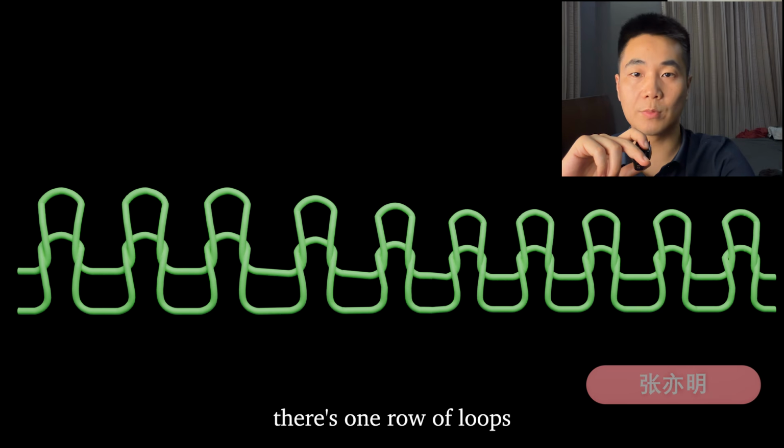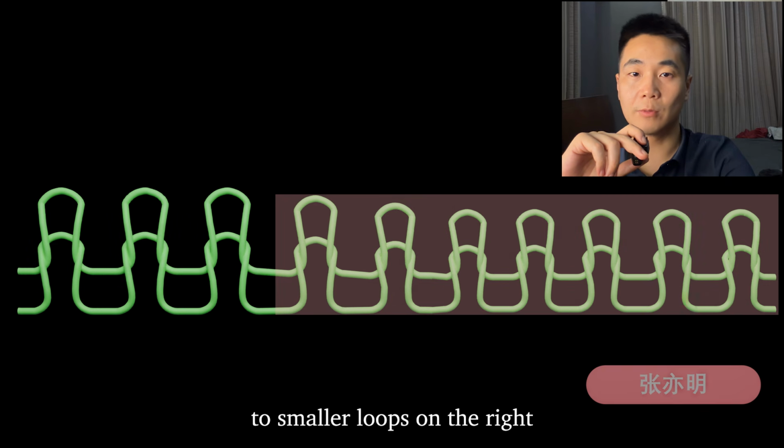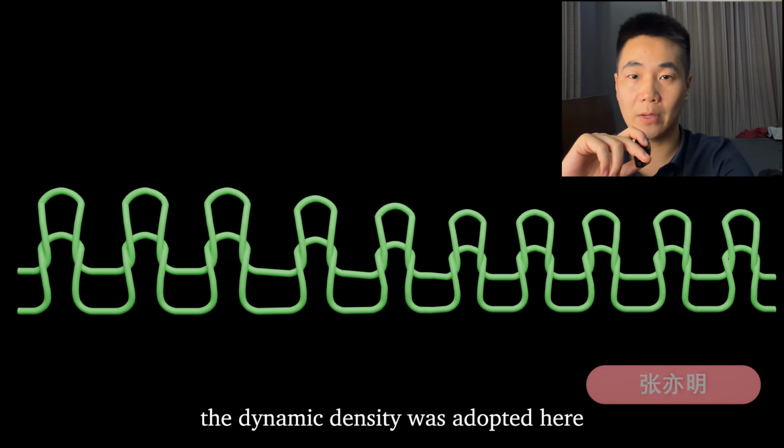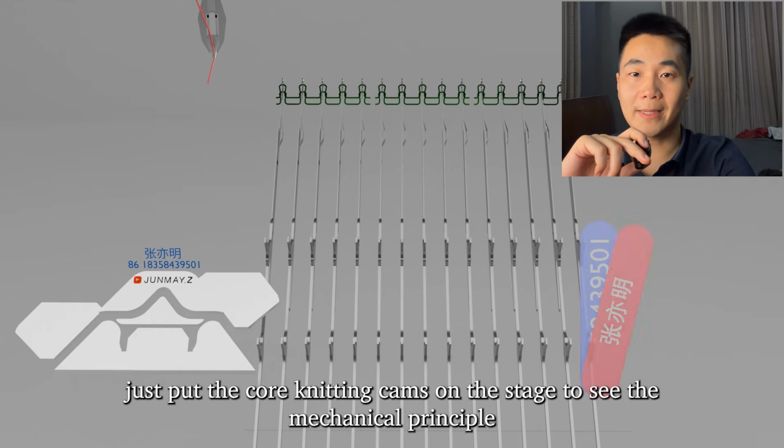There is one row of loops. You can see the size changes from the first 3 big loops to smaller loops on the right. The dynamic density was adapted here. If we disassemble the cam box, just put the core knitting cams on the stage to see the mechanical principle.